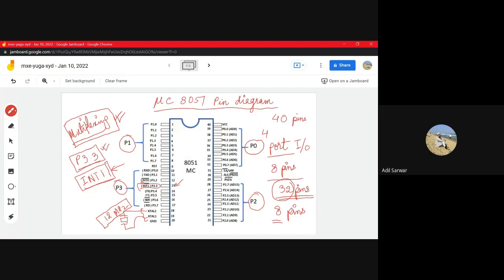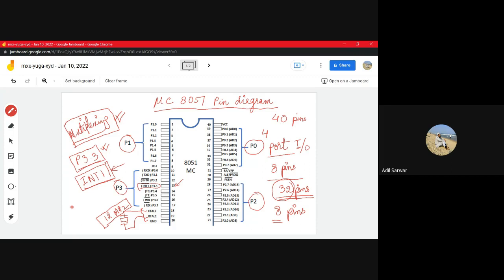Although some of the operations are at a much lower frequency, 1 megahertz, as it gets divided by 12, and I will tell you in further lectures why it happens. But right now, just remember that we give pulses of 12 megahertz from these two pins XTAL1, XTAL2 to the microcontroller 8051.